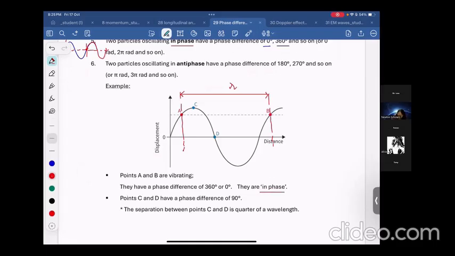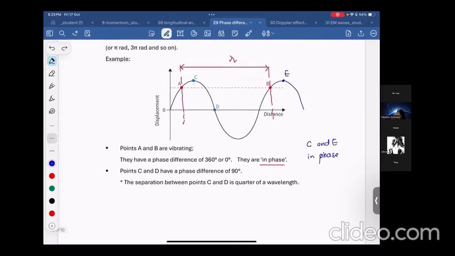If, let's say, I continue drawing my graph like this, I add a point here called E. Then my C and E are in phase. I'm at crest, point E is also at crest. So I say that they are in phase. So C and D have a phase difference of 90 degrees. How do I know it's 90 degrees? Okay, C and D. We look at C and D here.